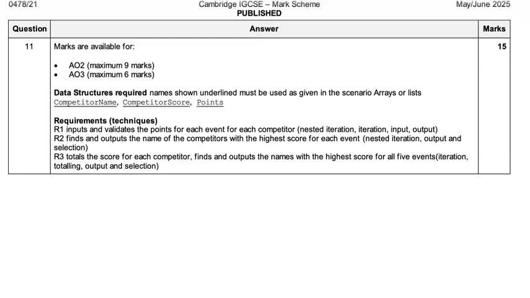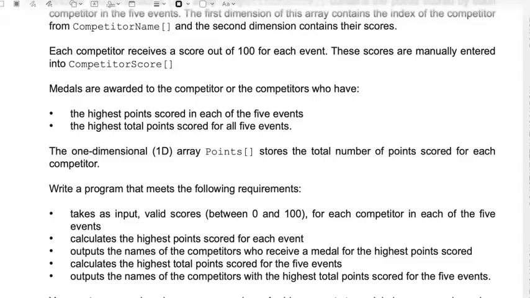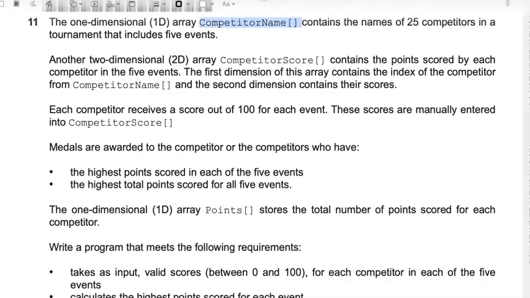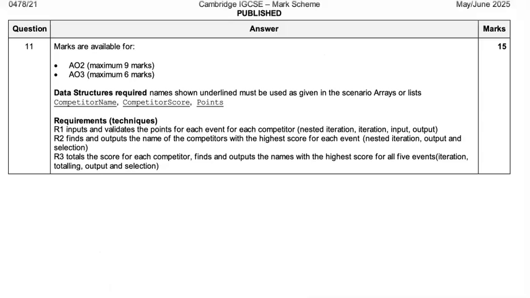But let's look at the first thing there. It says data structures required. So they always mean arrays for this. Some are 1D, some are 2D. But it says the name shown underlined must be used. So when we look at the mark scheme, we see that we've got competitor name. You must use that. Competitor score. And we've also got down here points. It's absolutely vital, as you can see in the mark scheme, that you use those and you do not deviate from them, even if you think that's not a very good name for an array. They are actually good names for arrays, so we will stick with them.